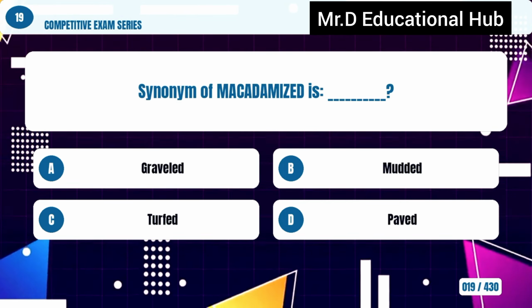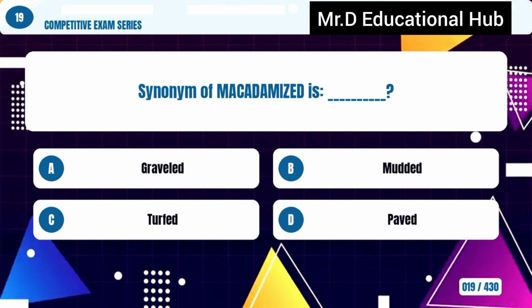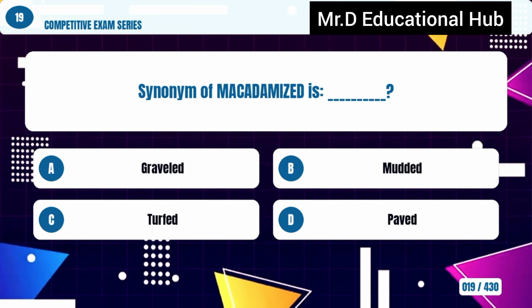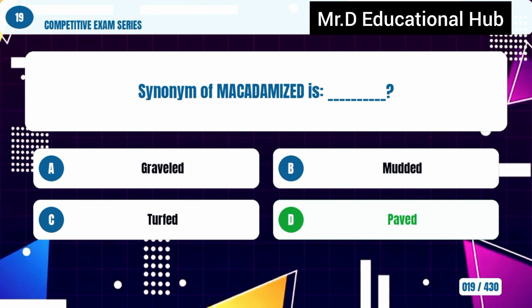Question: synonym of macadamized is blank. Option A, gravel. Option B, mud. Option C, turfed. Option D, paved. Correct answer is option D.